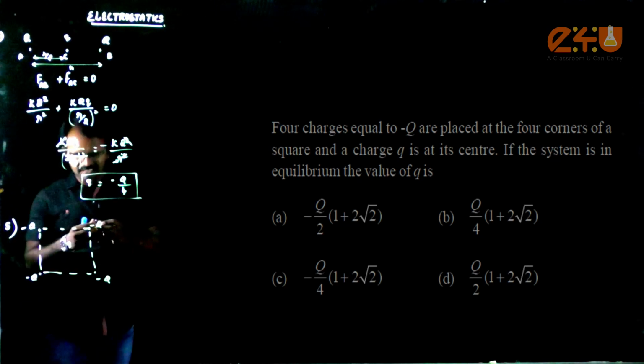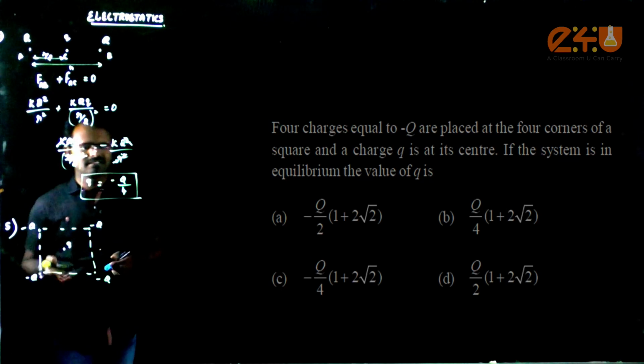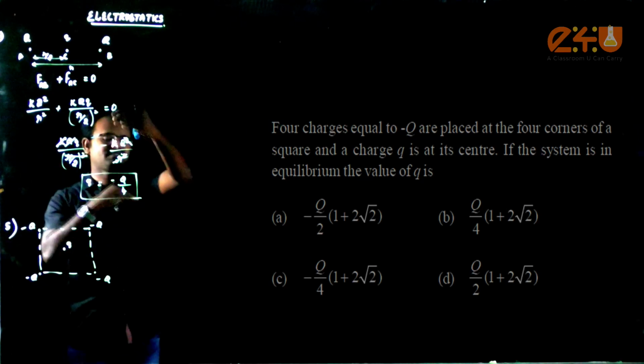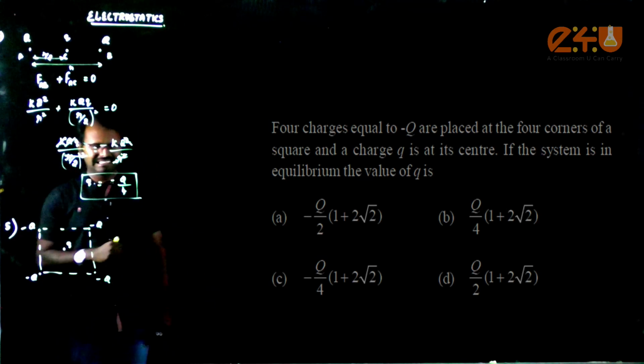Okay, whatever it may be, the system must be in equilibrium. That is the thing we have to take. Must be in equilibrium means the same way what we have taken for the 2 charges with 1 charge, here we are going to go with 4 charges with 1 charge at the center.